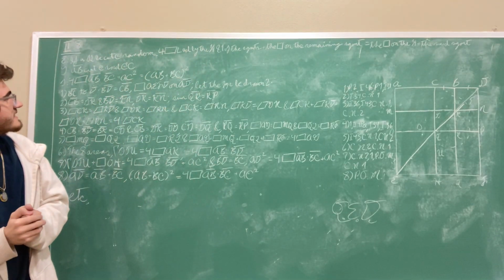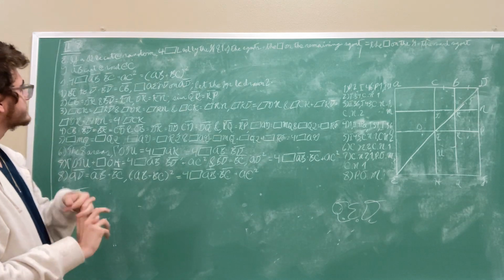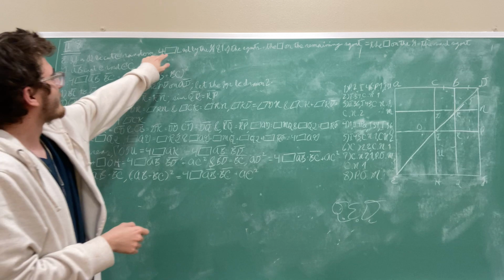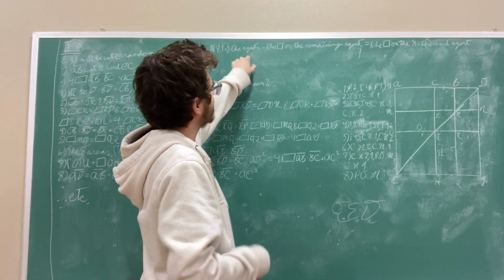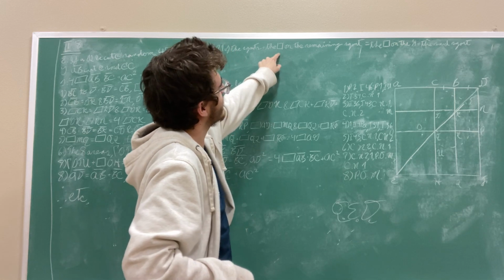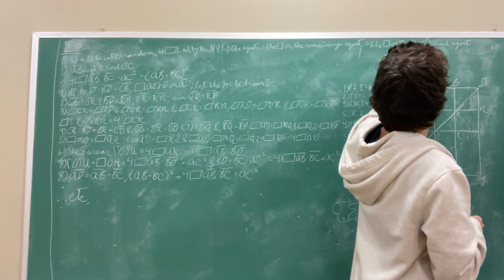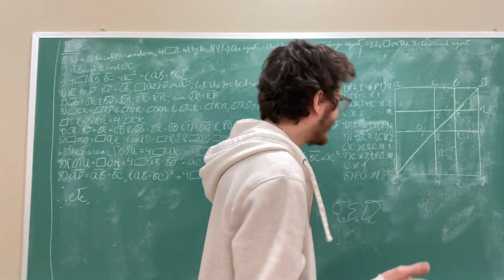Hello. This will be a demonstration of Proposition 8 from Book 2 of Euclid's Elements, which states that if a straight line be cut at random, 4 times the rectangle contained by the whole and one of the segments, plus the square on the remaining segment, is equal to the square on the whole plus the said segment.